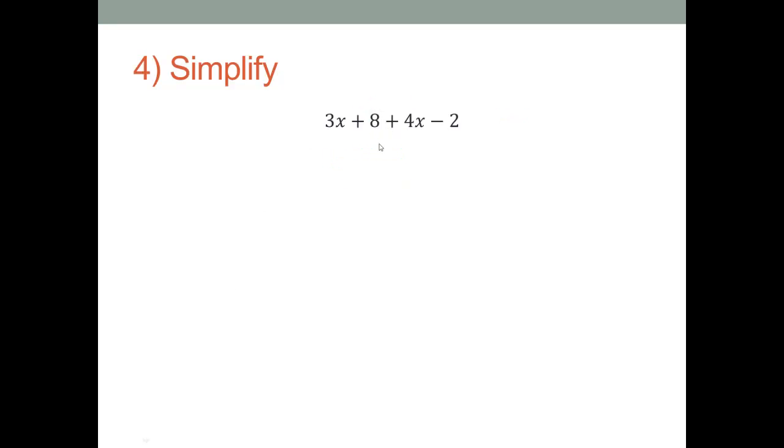Okay, number 4 says to simplify also. They don't have any parentheses here, so I'm going to combine like terms. I have 3x plus 4x. 3 plus 4 is 7x. Then I have a positive 8 minus 2. 8 minus 2 is positive 6. 7x plus 6.